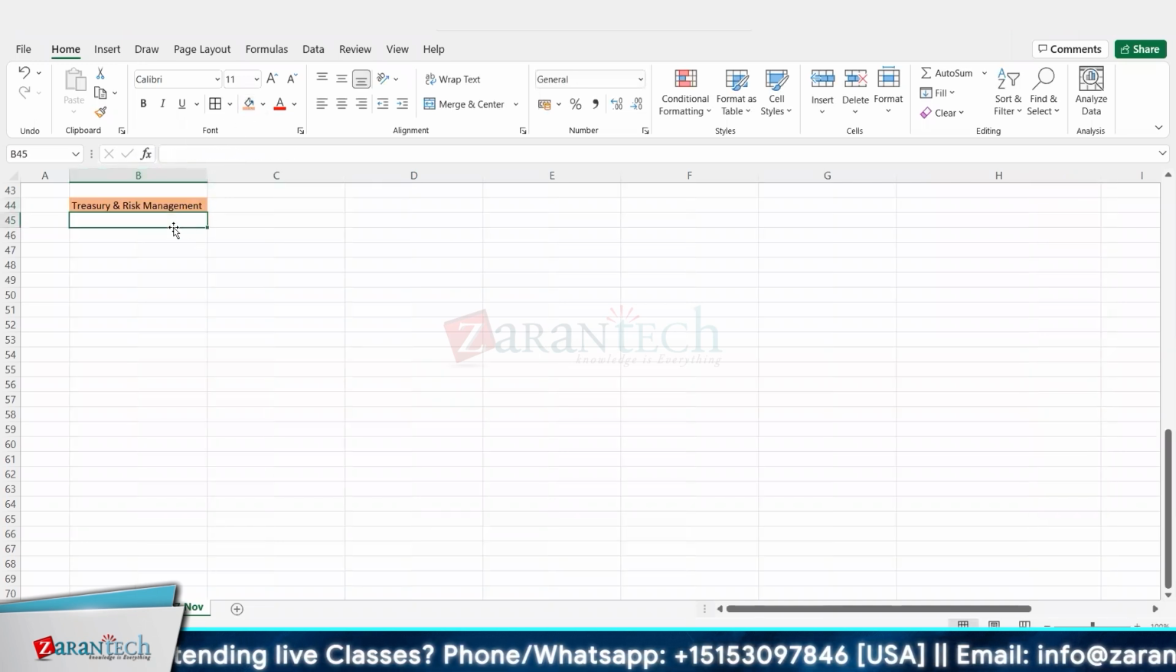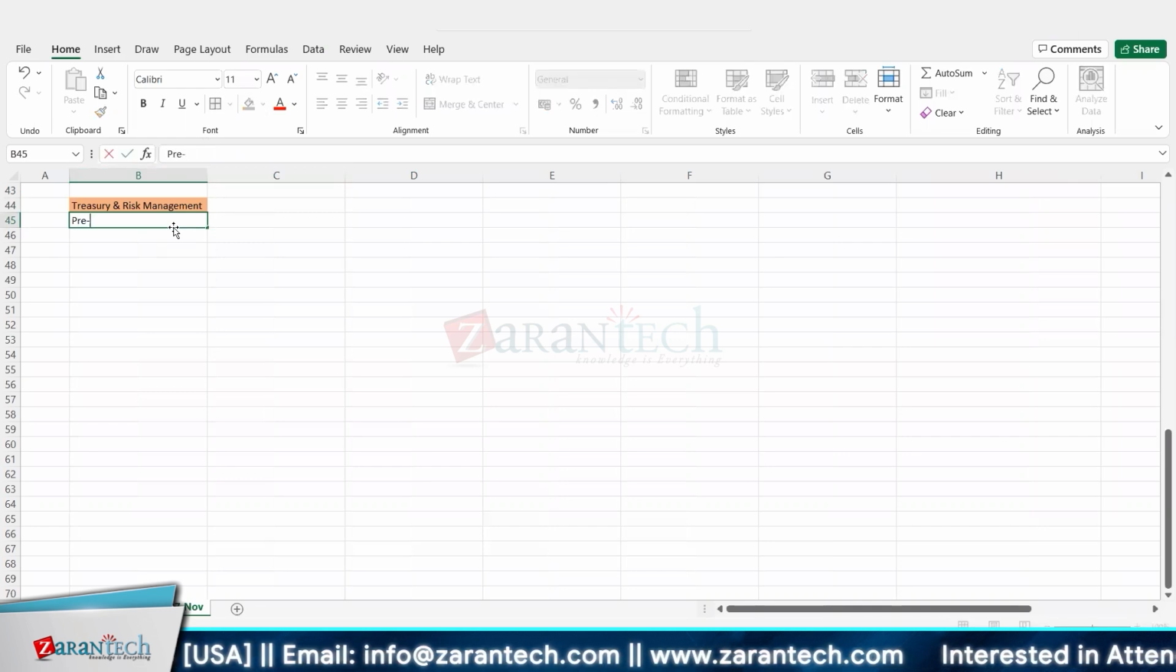So suppose you are working as a treasury and risk management consultant, then what are the prerequisites you have? Directly you can't go and say, okay, in SAP I can do the implementation of Treasury and Risk Management. So there are some prerequisites. First you need to understand what the prerequisites are.